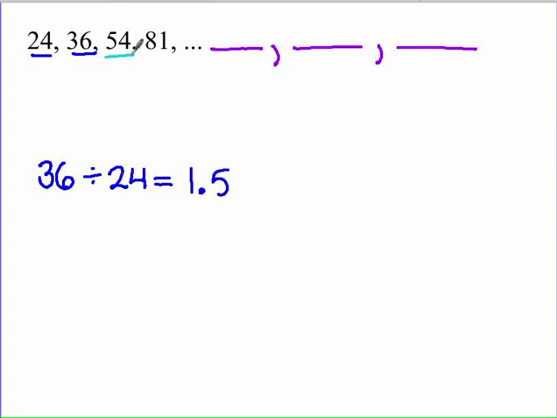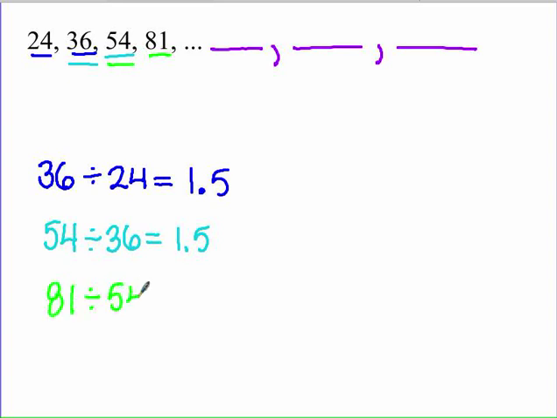Take 54 divided by 36. What do you get? 1.5. I want you to do the same thing with 81 and 54. What do you get? 1.5. So this is actually a geometric sequence. And what do you really multiply by? 1.5. So do you see how I did that? You have to take the second term divided by the first term. So really, I'm multiplying all of these by 1.5.